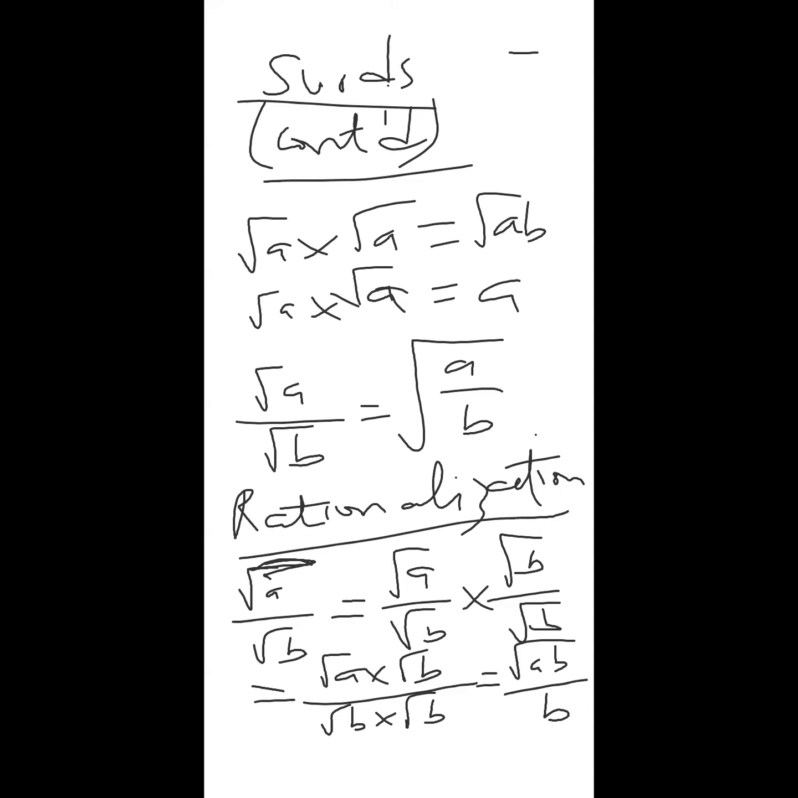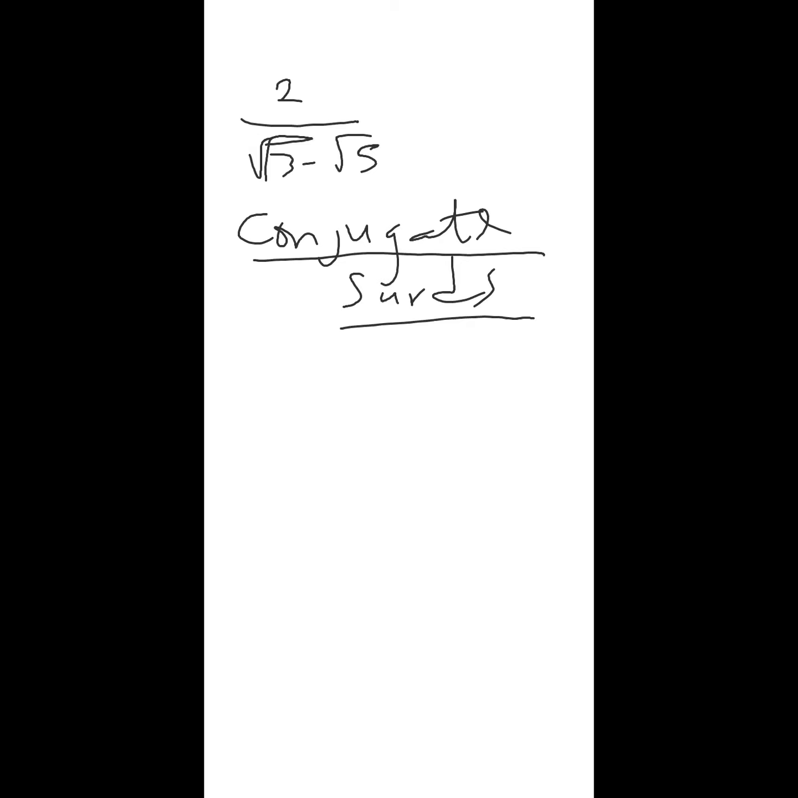A conjugate surd is a surd that, when you multiply it by its conjugate, gives you a number, not a surd, but a whole number. And to get the conjugate surd is very easy.